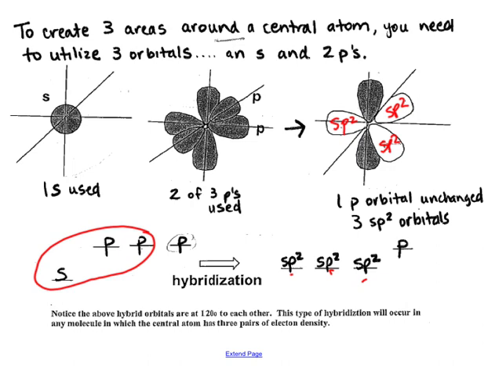120 degrees apart. So my question to you is, what is this? What p is it? It's the unhybridized p. This unhybridized p is going to cause us some problems, which we'll talk about in a minute. But for now, if you have 3 areas, trigonal planar or bent, our hybridization is sp2 hybridization.